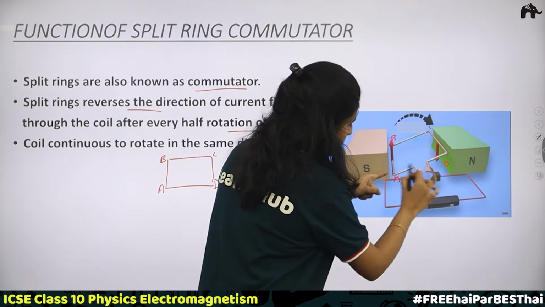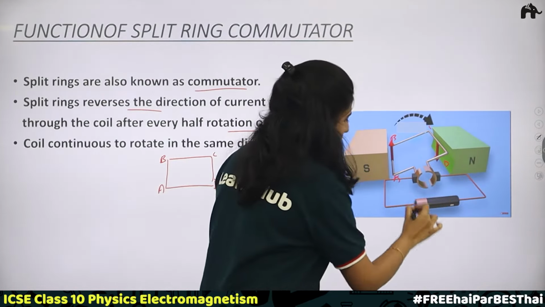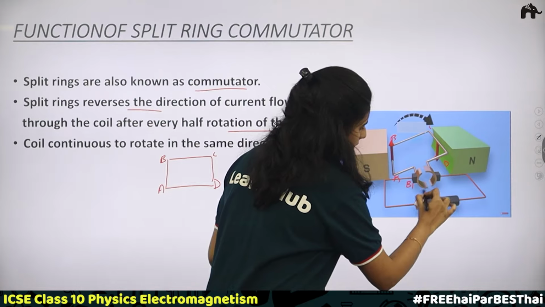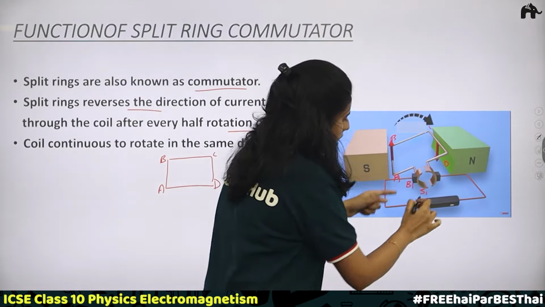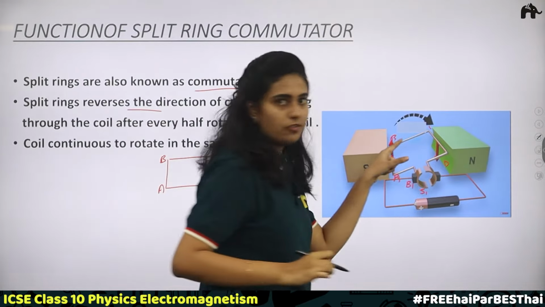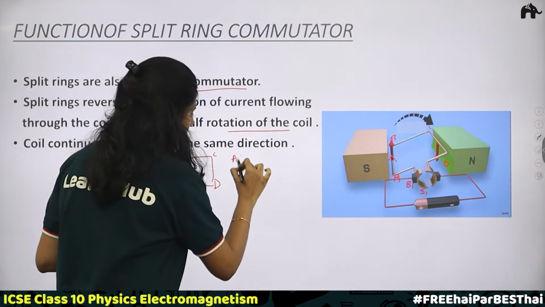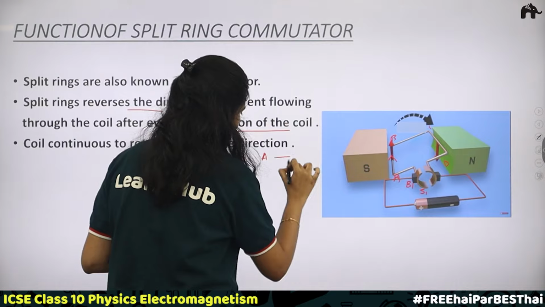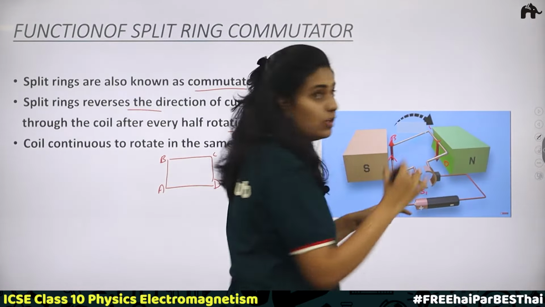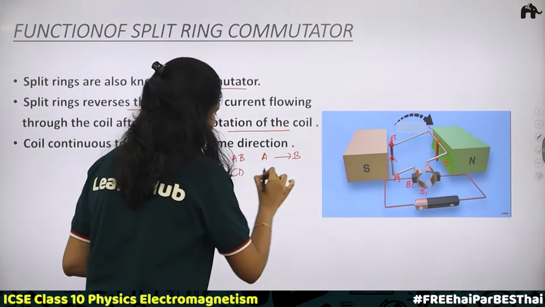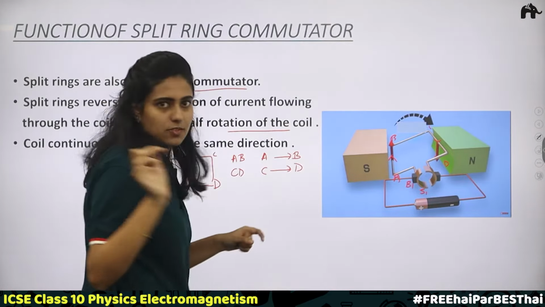This A portion is connected to the positive brush B1, split ring S1. Then we have A. So here, this is the direction of current flow. When you take AB, the current is flowing from A to B. When you take this part CD, current is flowing from C to D. C to D is the direction in which current is flowing.